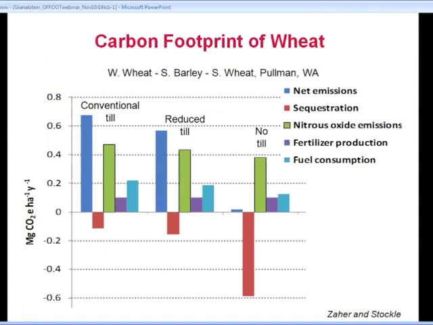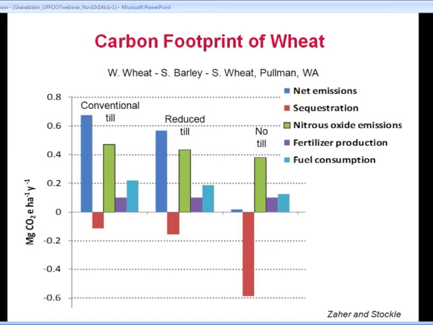One example of this was done near Washington State University in Pullman, Washington, eastern Washington. It's a dry land agriculture. And this is looking at a wheat, barley, wheat rotation with 3 different kinds of tillage. This information was put together by Dr. Zahir and Stockel, who are also working with us on the Ofoot project. So in this case, we can see that these different tillage systems can be approached from many different factors.